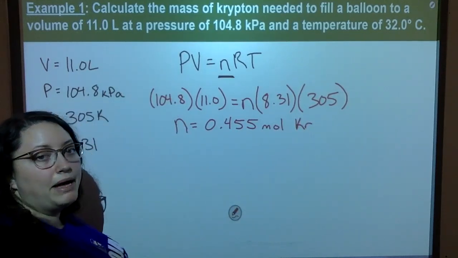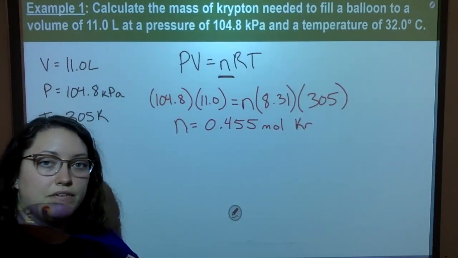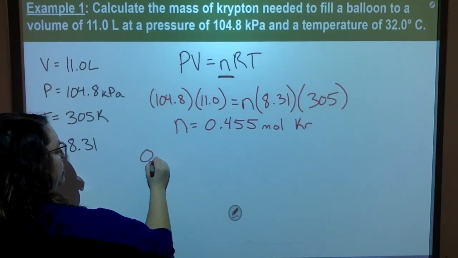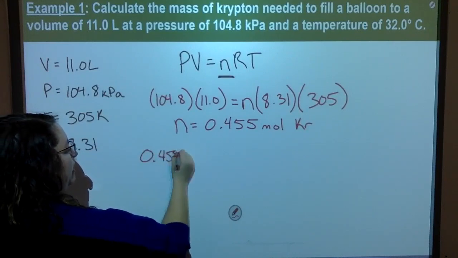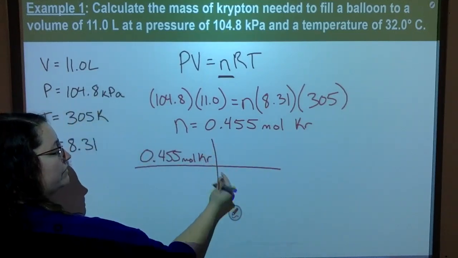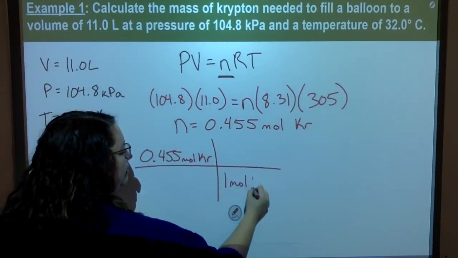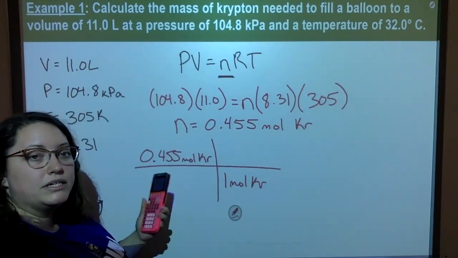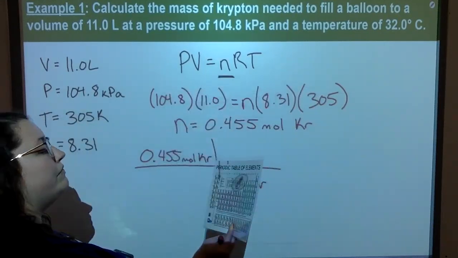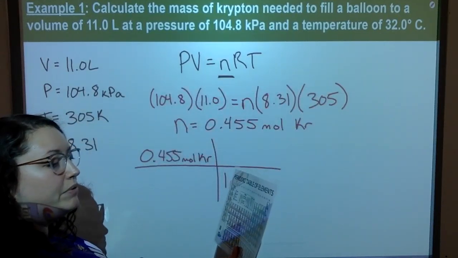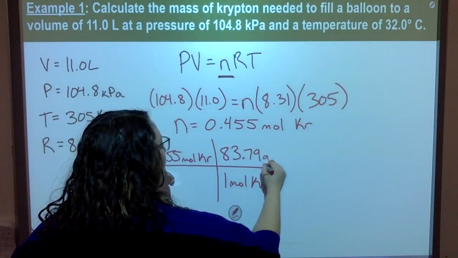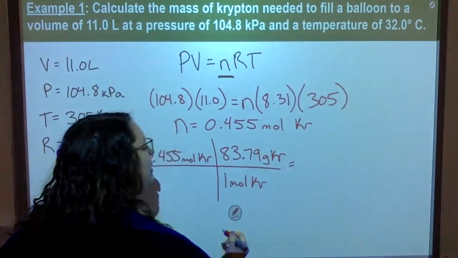Okay, and it wants the mass, so we're almost done. Now you just have to convert the moles of krypton into the mass of krypton. If we do this just like any other stoich problem, we're going to have 0.455 moles of krypton. We know moles of krypton is going to have to come down, and then what goes on top is the molar mass. So if we look on our periodic table, handy dandy, we're going to find krypton and see that its mass is 83.79 grams.